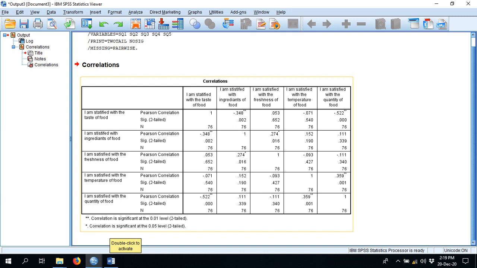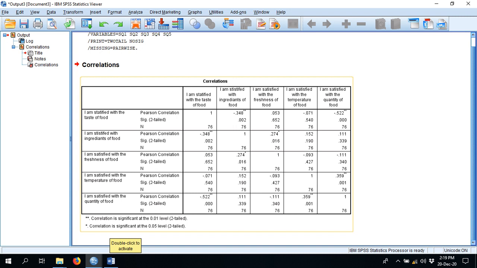And now this is significant. It means correlations carrying asterisk signs, either one asterisk or two, are significant. Now we need to interpret whether there is a negative or positive association between the two variables. So this negative sign reflects that there is a negative association between taste of food and ingredients of food.